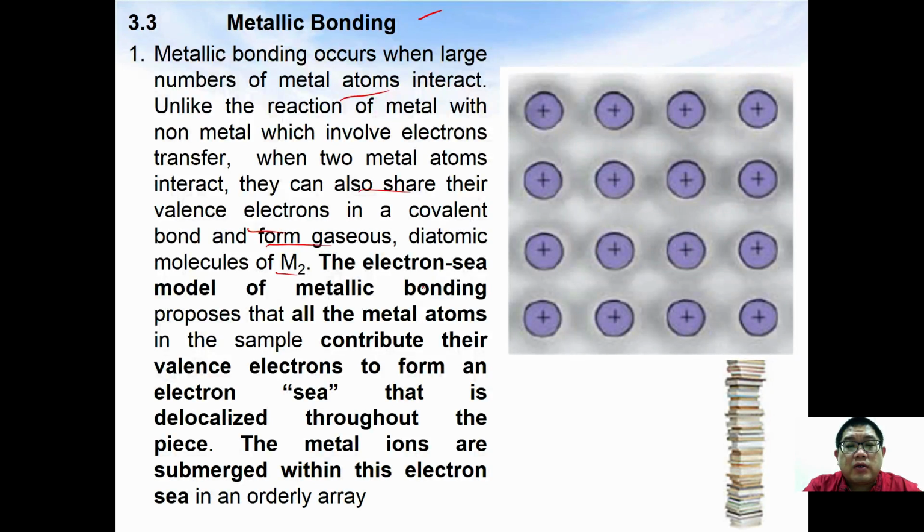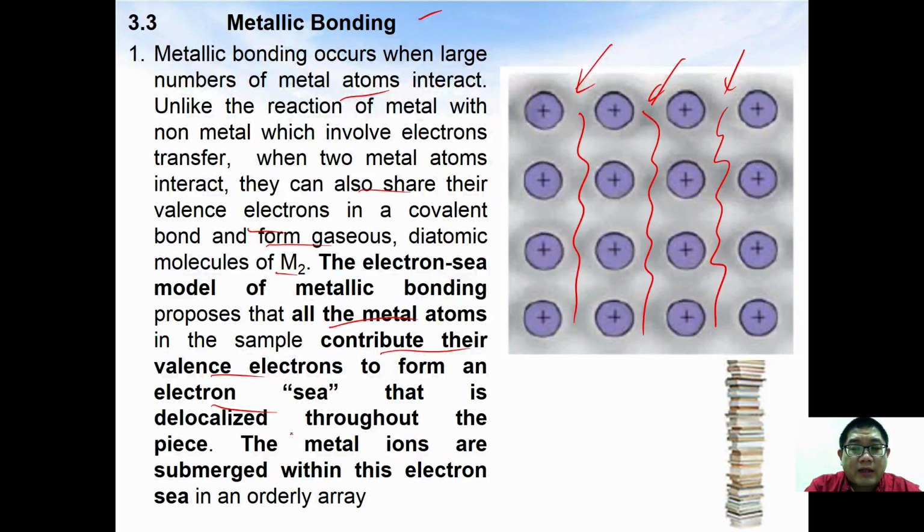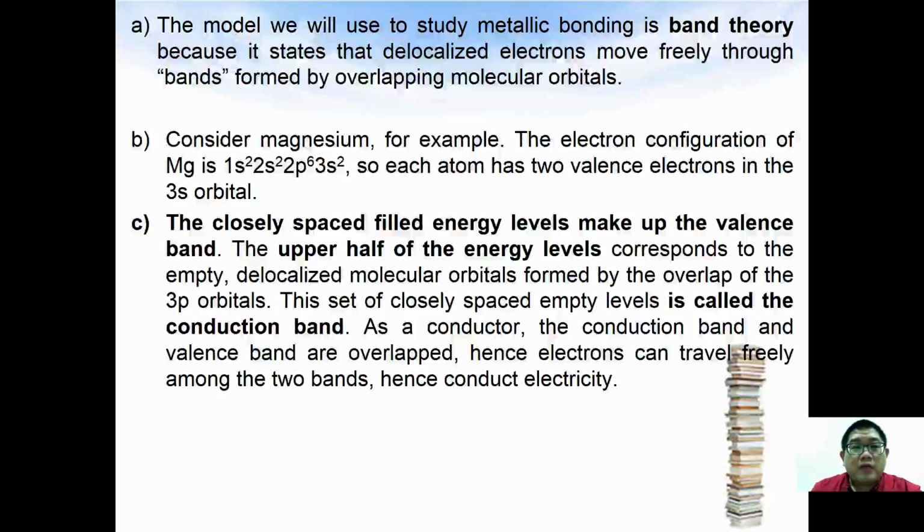The electron sea model of metallic bonding proposes that all metal atoms in the sample contribute their valence electrons and form what we call the electron sea. As you can see in the diagram here, these are all the electron seas contributed by the metals. The metal ions are submerged in this sea of electrons in an orderly array. The model we use to study the metallic bond is called band theory, because it states that the delocalized electrons move freely through the bands, forming overlapping molecular orbitals.